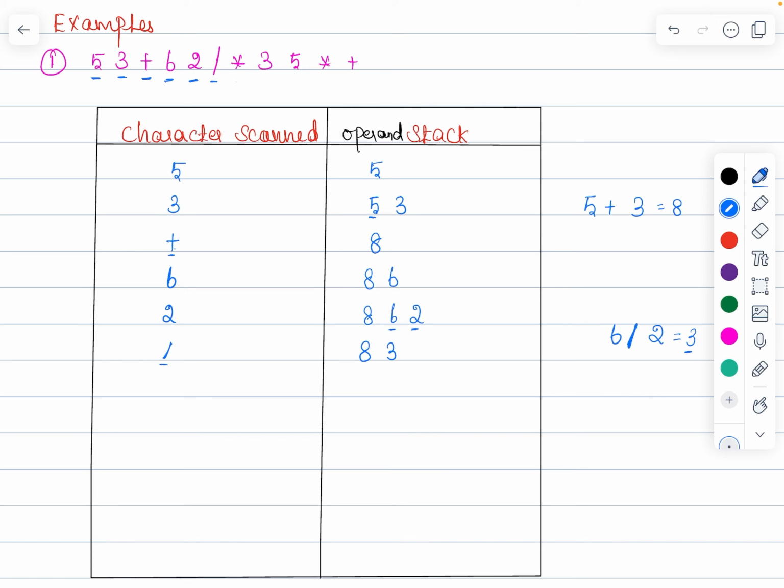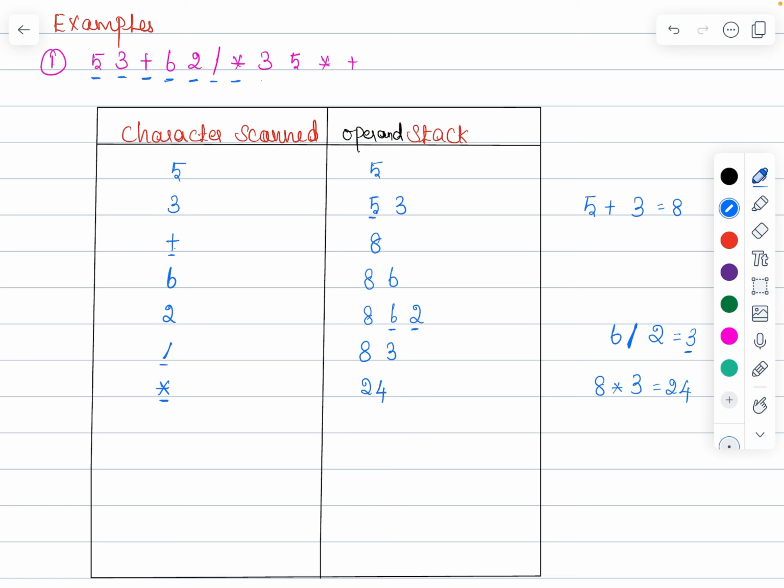Next, the current operator is the star operator. Since it is an operator, again pop out the top two values. The top element is 3, and the next top element is 8. Pop out 3 and 8. Now the stack would be empty, and the current operator, star, is applied on these two values. The result is 24. Once you get the result, you push it back onto the stack.